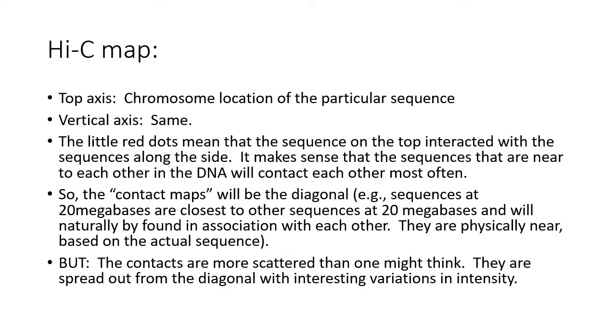I think this is what I just explained. The little red dots mean that the sequence at the top interacted with the sequences along the side. So sequences near each other, of course, interact very frequently. But what's impressive here is that if you look on the diagonal, some things that are relatively far away from each other are still able to be physically near each other in the actual folded state of the chromosome.